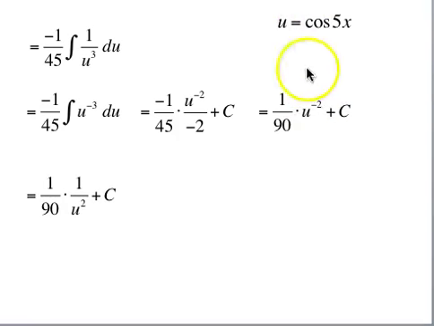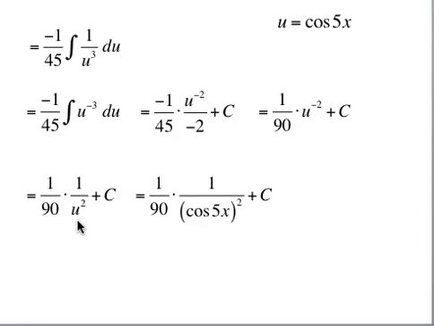But what is u? u is cos 5x. So we have 1 over 90 times 1 over cos 5x squared plus c. Perfectly good answer. The notation that we typically use, though, is cos squared of 5x. So here's a slightly cleaner looking version of that same problem.